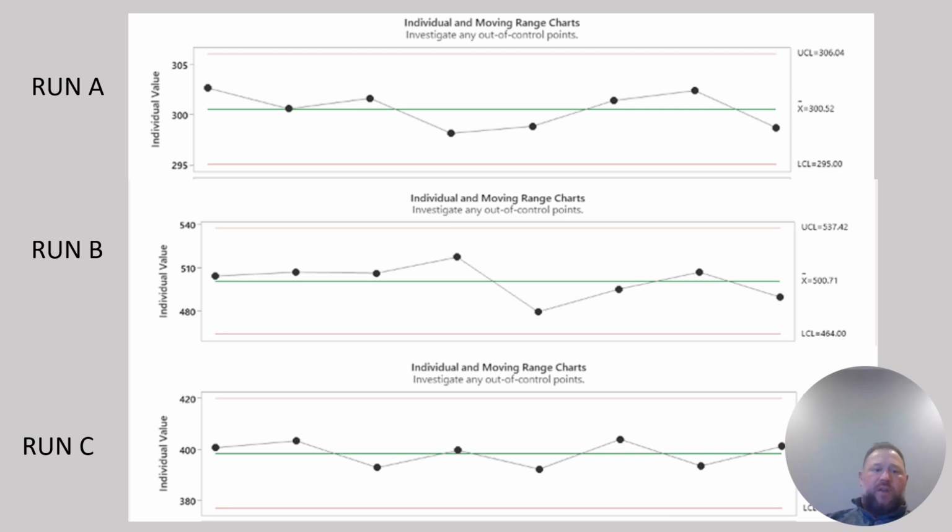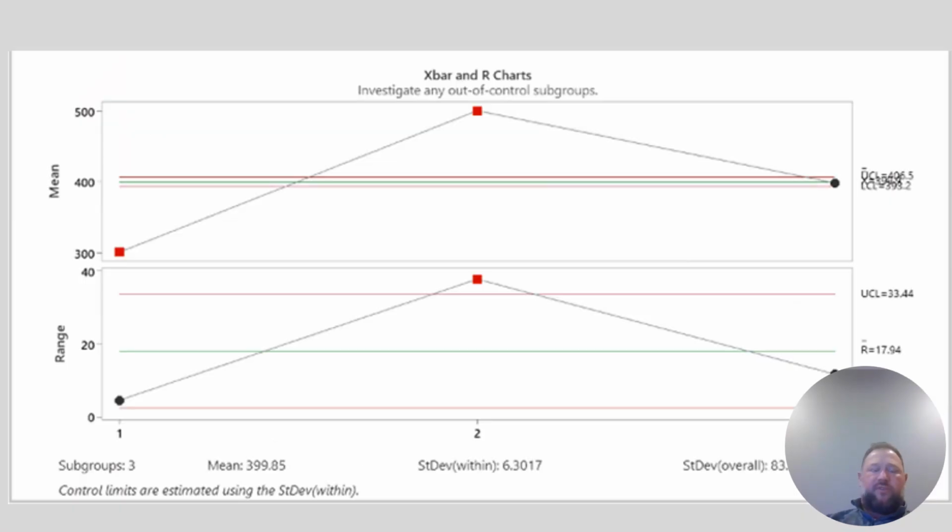However, when we plotted those as a whole across the 3 runs, we can see that run A was tickling the lower control limit here, B was out of range, and C was just below median. So what we'd want to do is hone in on what was going on here with run C.